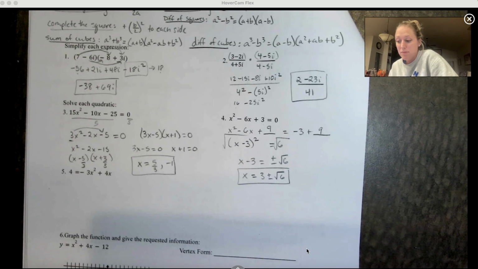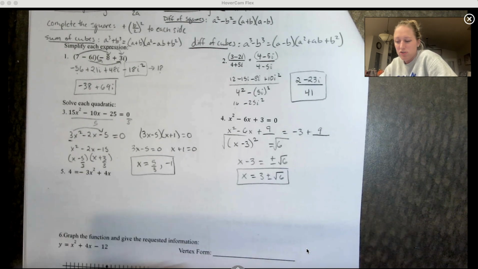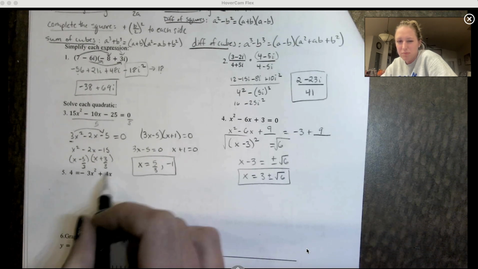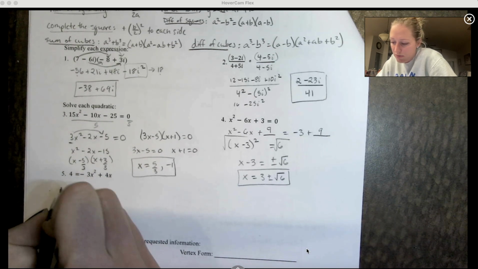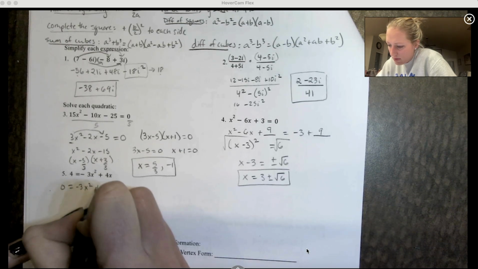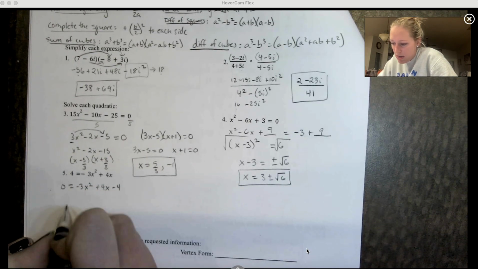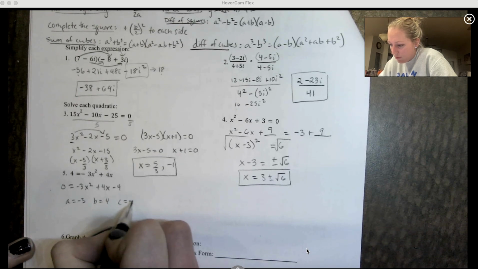Okay, number 5, I'm going to go ahead and use the quadratic formula. I notice I have a leading coefficient that's not 1. So if I were to factor out that -3, I'd be left with a fraction for b, so completing the square is a little ugly. Okay, so I'm going to set it equal to 0 by subtracting 4. So in the quadratic formula, my a is -3, b is 4, and c is -4.